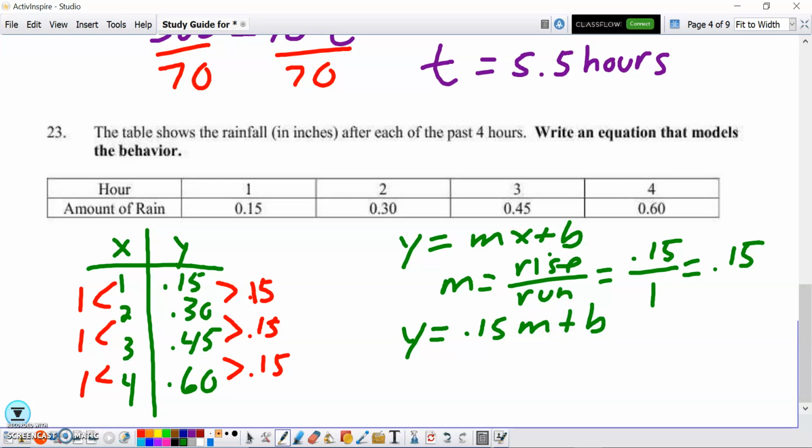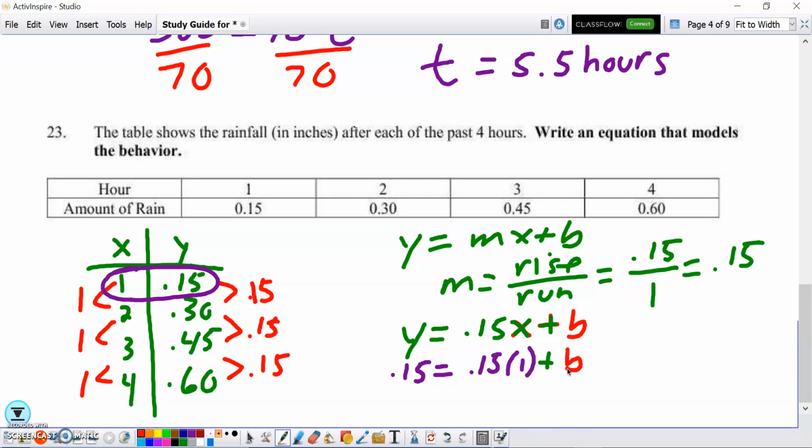Now I need to find what b is. So what I could do, whoops, hold on, let me back that up. I made a mistake in writing it. It's 0.15x plus b. So what I can do now is plug in a y value and an x value. I could take that first term, let me circle it. I could take the 1 and 0.15 and plug it in. So I could put in the 0.15 here, and then I could plug in the 1 here and solve for b. Well, pretty simple.